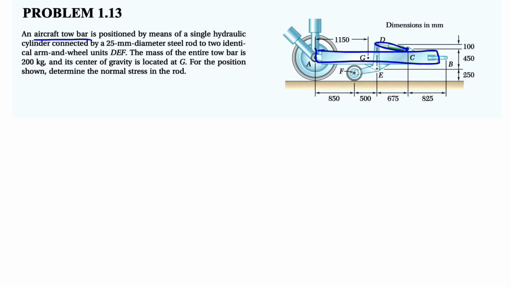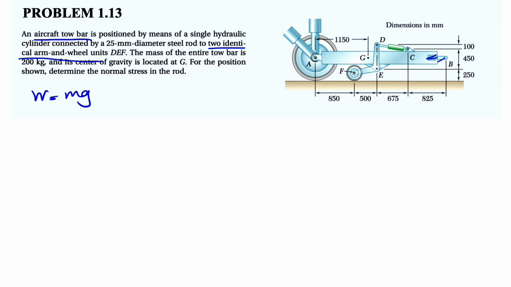So we know the diameter of the DC rod in that hydraulic cylinder: a 25mm diameter steel rod and the two identical arm and wheel units DEF. We're talking about this unit in here, and we know the mass of the entire tow bar, which is 200 kilograms. So we can find the weight easy enough. Our weight will be mass times acceleration of gravity, and we also have the location of the centroid or center of gravity, which is G in this figure.